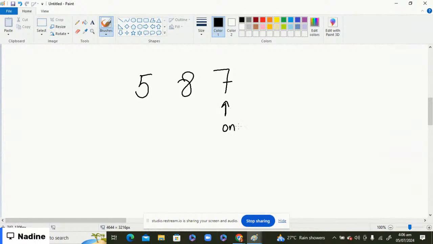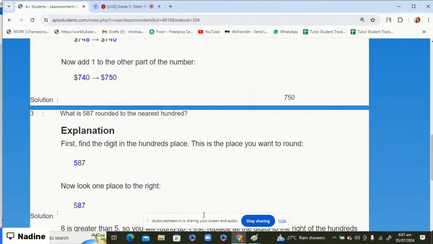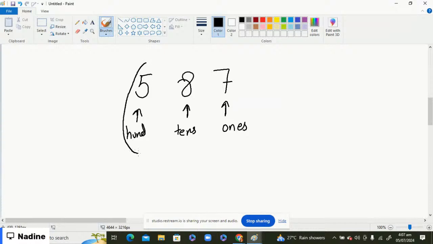This is in the ones place, that is in the tens place, and this is in the hundreds place. 7 is in the ones place, 8 is in the tens place, and 5 is in the hundreds place. And they say round to the nearest 100. Now we are rounding this 5. We see that the previous digit, 8, is greater than 5, so it will round up. So 5 can be changed into 6 and these two become 00, giving 600. Understand this one? So this is the way that we have done it.